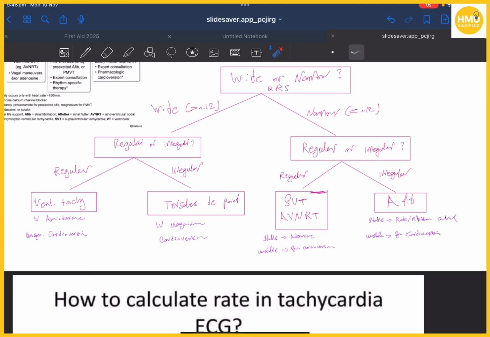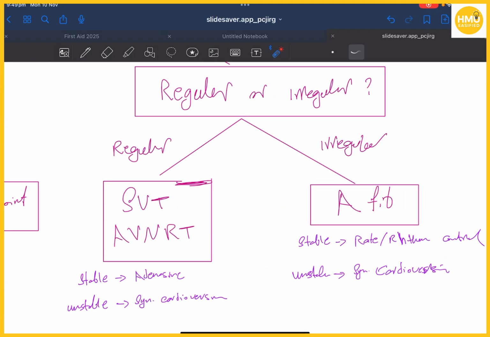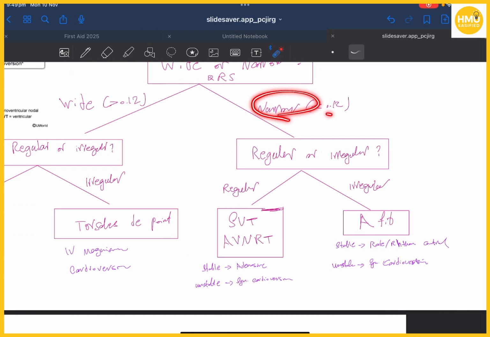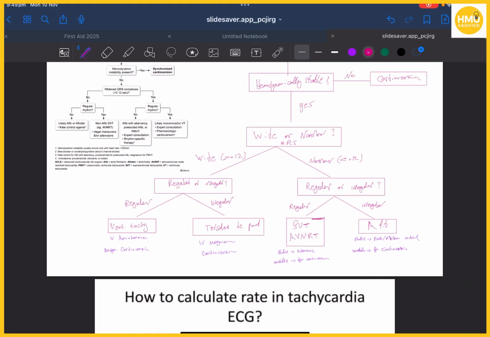Irregular here is going to be atrial fibrillation. Now, atrial fibrillation, you obviously know it's an irregular rhythm. That's what they call it. And it's irregular here, but it's narrow. Make sure it's narrow. Obviously, if it's stable, there's a guideline called rate or rhythm control. If it's unstable, as we mentioned, you just do cardioversion. Now, if it's stable, rate or rhythm control. I'm going to explain the drugs in detail in a bit.